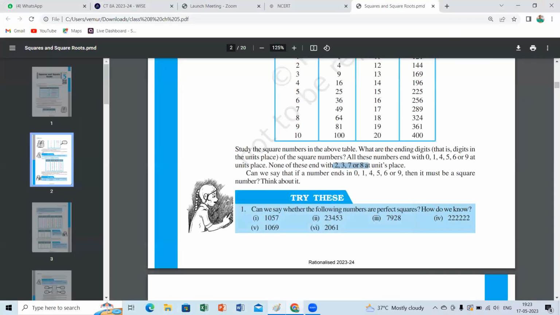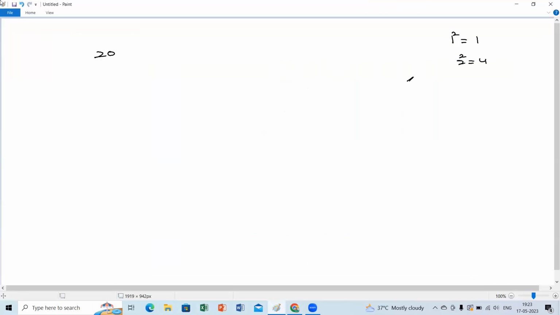Units are more important, children. Whenever you are getting this, you have to write the numbers. 1681, ma'am, that is 41 square. What is our number? Our number is 2061, right? Yes, ma'am. 2061. Probably you can see 40 square.